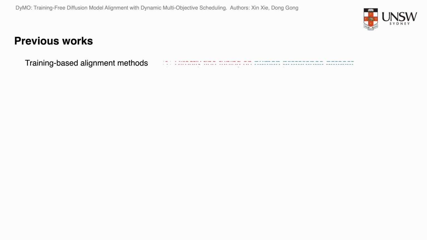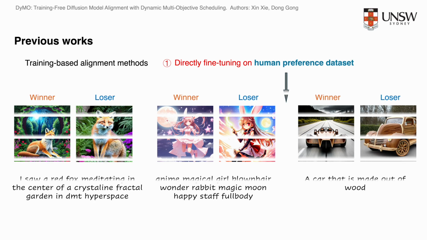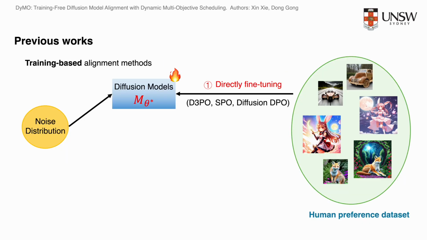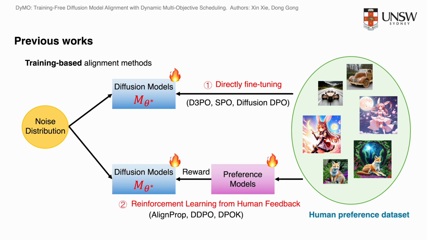Previous training-based alignment works, like Diffusion DPO, rely on supervised fine-tuning with datasets of preferred image pairs. And some methods use reinforcement learning to update the diffusion model using a pre-trained human preference model. However, these methods are resource-intensive and lack generalization across diverse preferences.